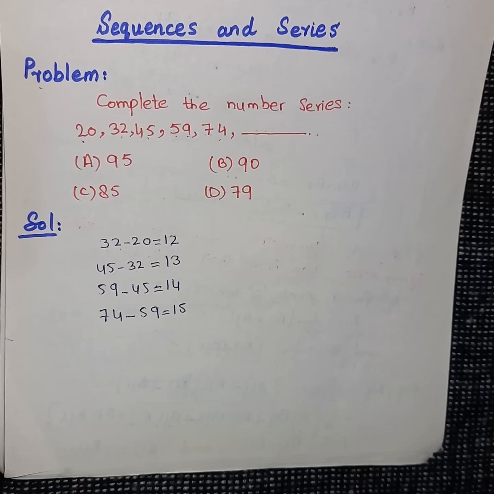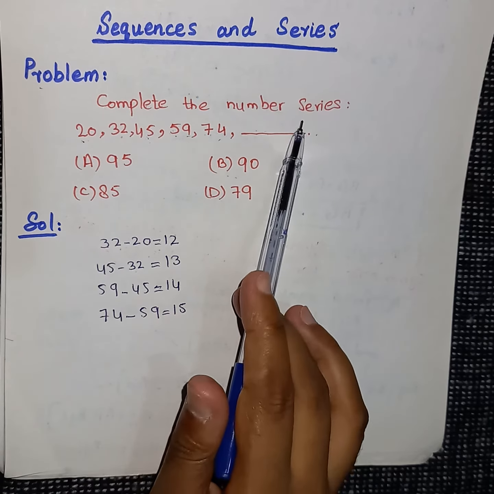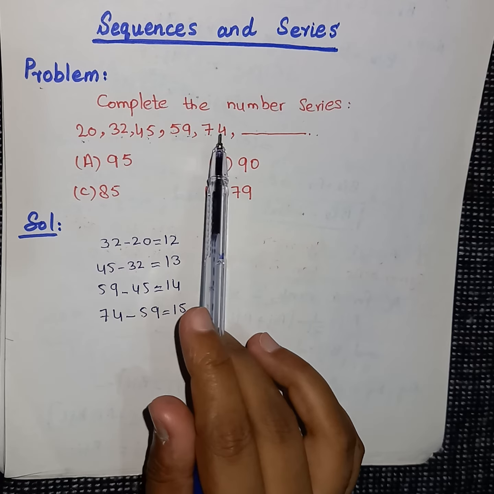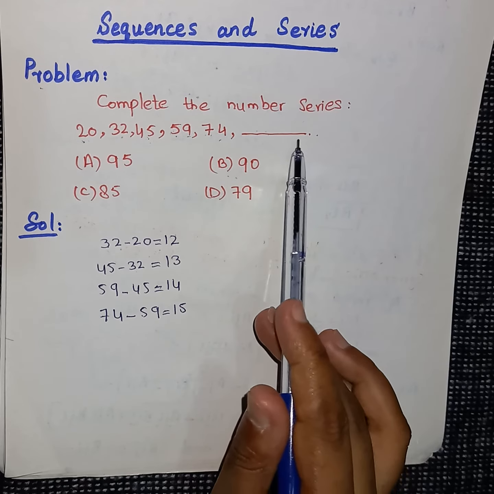Hello everyone, in today's lecture we will discuss another problem related to sequences and series. The problem is to complete the number series given by 20, 32, 45, 59, 74, and we are asked to find the next term of the given series.